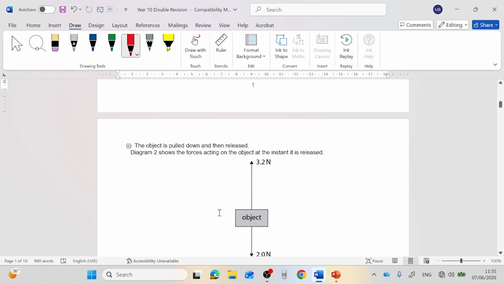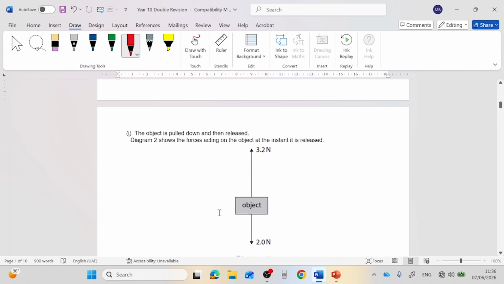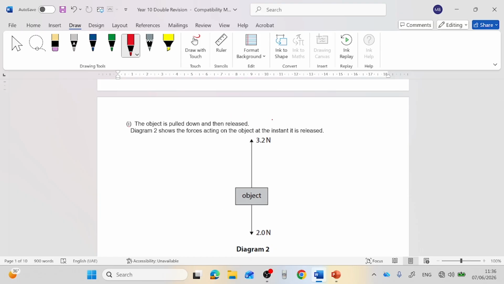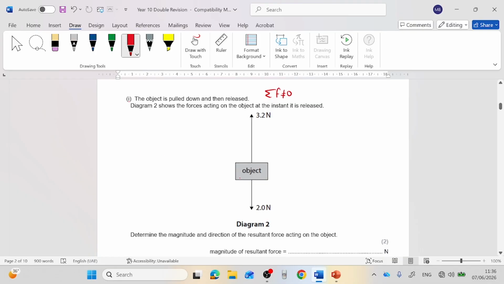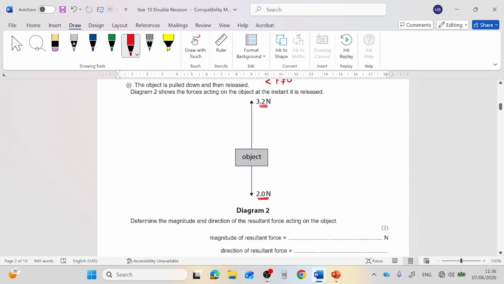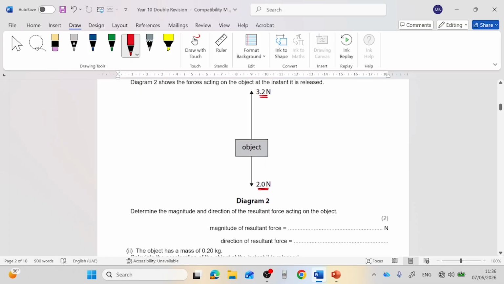So for question I, the object is pulled down. So now we have a force. Now the sum of all forces is not equal to 0. This is Newton's second law. Then it is released. Diagram 2 shows the forces acting on the object at the instant of release. As you can see, we have a down force, which is 2 Newton, and an up force, which is 3.2 Newton. Determine the magnitude. Magnitude means the value and the direction of the resultant force.